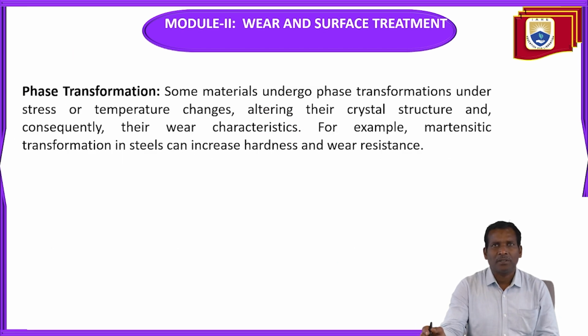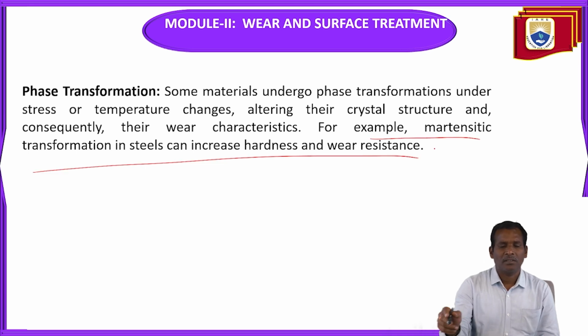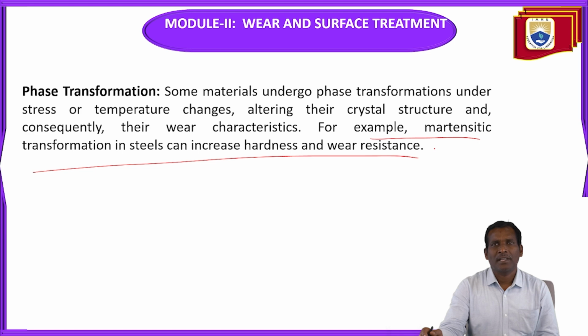Next, phase transformation. Some materials undergo phase transformations under stress or temperature changes, altering their crystal structure and consequently their wear characteristics. For example, martensitic transformation in steels can increase hardness and wear resistance. Due to this phase transformation under stress or temperature changes, this type of wear resistance will occur.